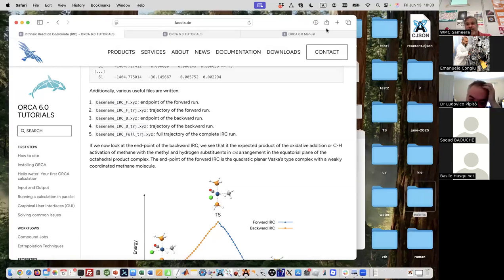Yeah, that's a good point. If you're using a method to treat long range interactions, you will be fine. But some methods may not really treat the long range interactions in a reasonable way.